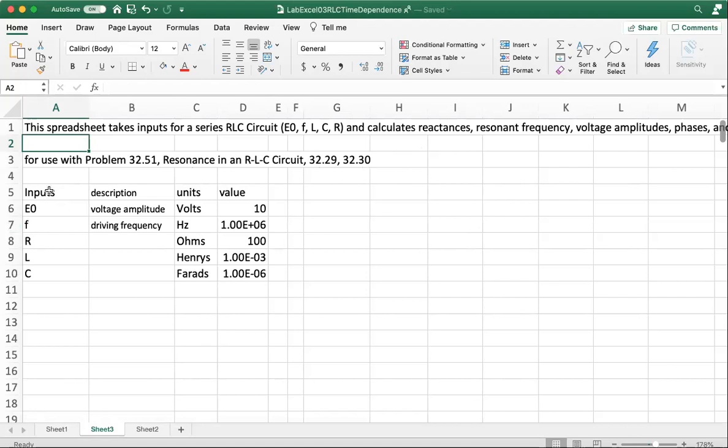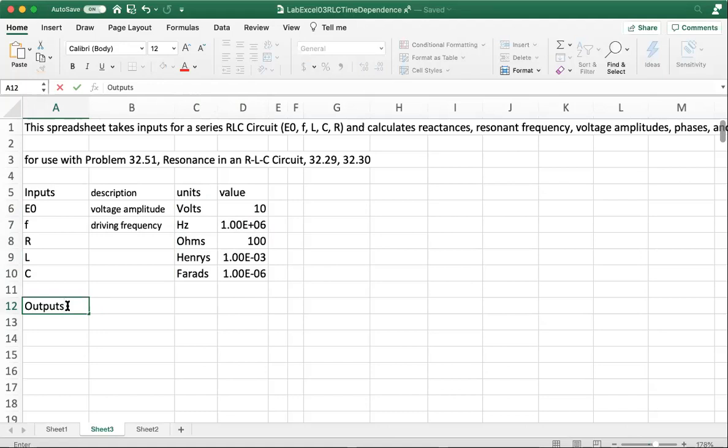So here are our inputs: EMF, frequency, RLC. It's good to have a description for each thing. I'll leave that for you to put some of those in. The units, good to know what units you're working in, and then the numerical values. So those are the inputs. Let's look at the outputs here.